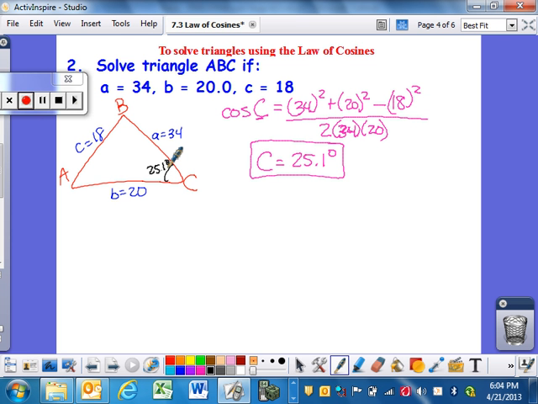Now, technically, and I'm sure some of you are wondering, can you do the law of sines again? And you can, going back to what we did last week, but I'm going to talk about that in class. I want you guys just to practice this one again.